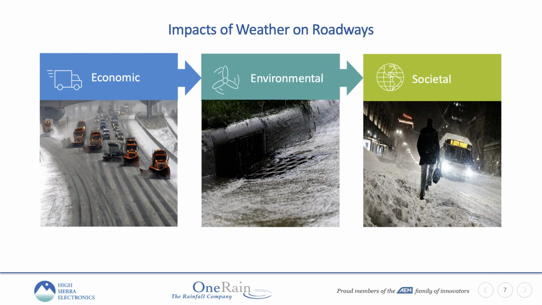And then we get into the number of accidents and lives lost. Over 5 million accidents occur in the US alone annually, and over 20% of those are directly related to weather. So 1 in 5 accidents and injuries and fatalities are directly attributable to weather influenced conditions. So when we think about impacts of road weather, we're really hitting all 3 categories, right? Economic, environmental, and societal.